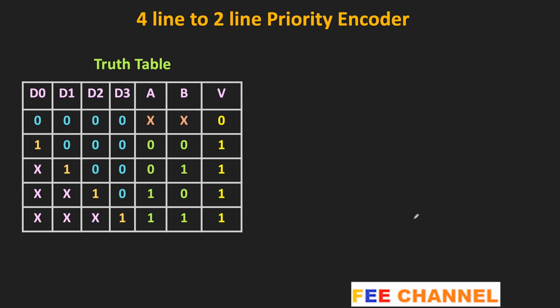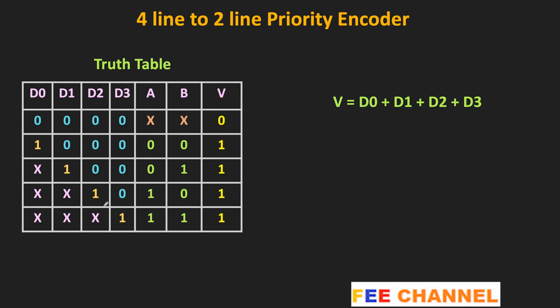So first, let us see this output V. This output V is low when all the inputs are low, and it is equal to high when at least one or more inputs are high. That means this V output is high when either D0 is high, or D1 is high, or D2 is high, or D3 is high. So this is the logic expression of V. Similarly, let us see the logical expression of A.